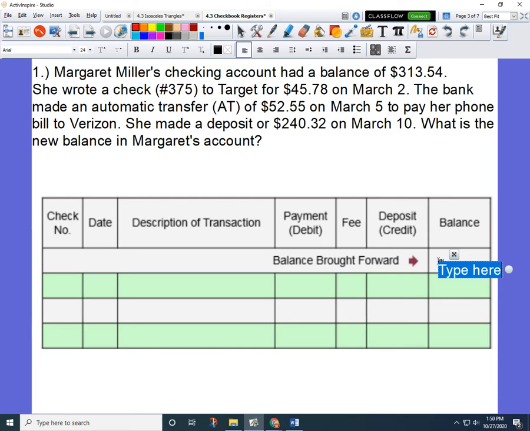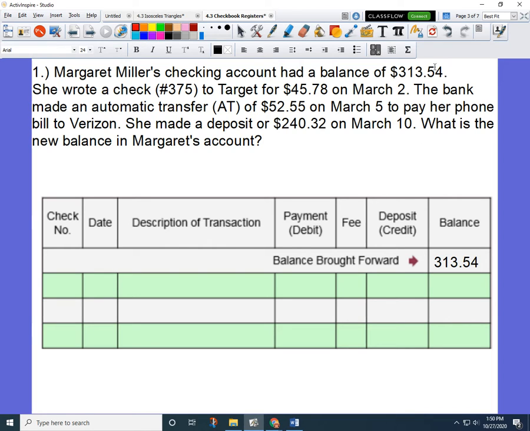That is the balance being brought forward from the previous month, possibly. Okay, so it looks like our first check is going to get written March 2nd. So this would be how much money she had in her bank at the end of February. Or possibly, like I said, she's starting a new page in her register and she needs to carry that over so you're not having to flip back and forth.